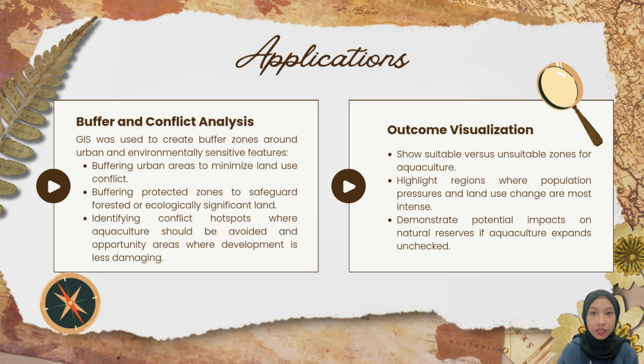And last but not least, outcome visualization. First, show suitable versus unsuitable zones for aquaculture. Second, highlight regions where population pressures and land use change are most intense. And third, demonstrate potential impacts on natural reserves if aquaculture expands unchecked.